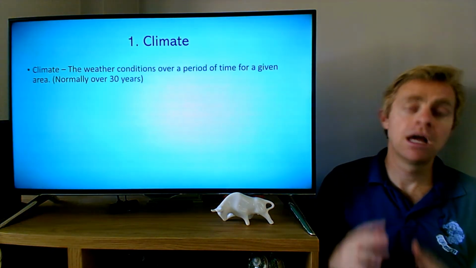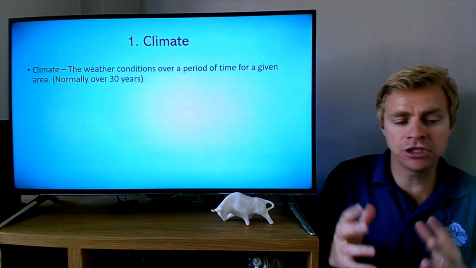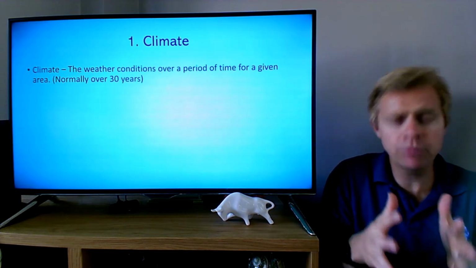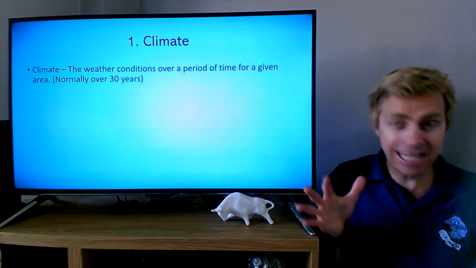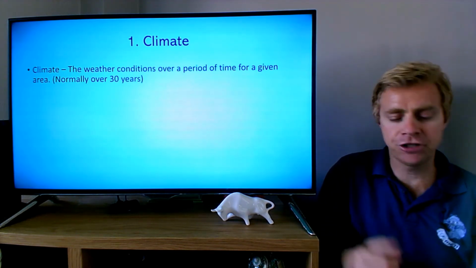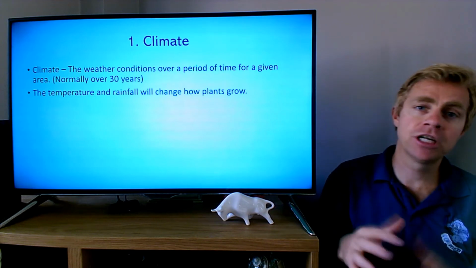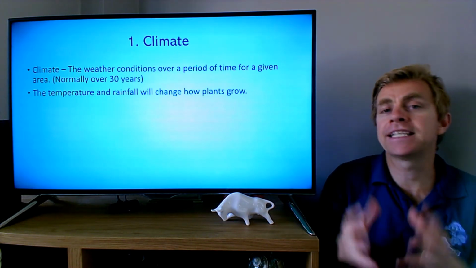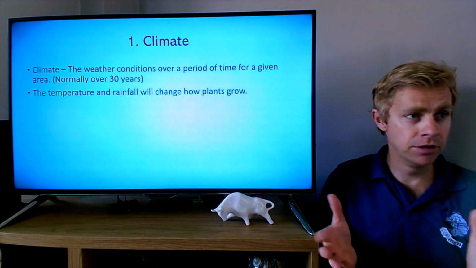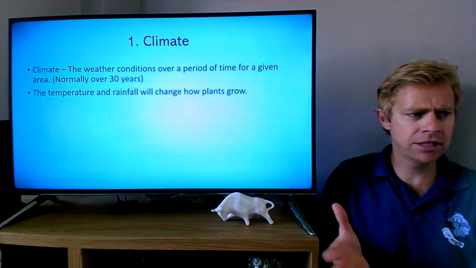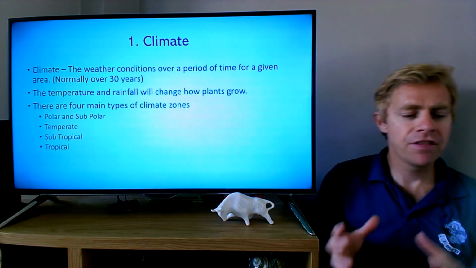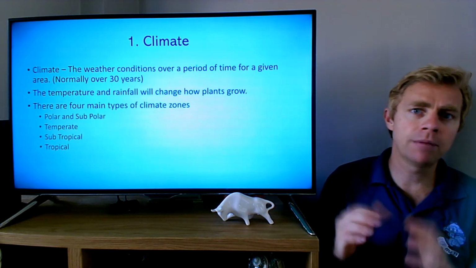So, what is climate? Climate is the weather conditions over a period of time for a given area. And it's normally recorded over 30 years. So they collect 30 years worth of data to then create a climate picture. The temperature and rainfall will affect how plants grow. The more sunlight and rain you have, the more the plants grow. The more rain you have but not sunlight will affect it. The more sunlight you have but less rain, guess what? You have a desert. There are 4 main types of climate zones.